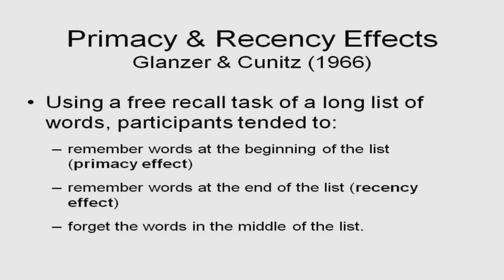This was a memory effect that Glanzer and Cunitz discovered back in 1966. It's very old research. What they did is present participants with quite a long list of items, and then asked the participants to free recall the items. That is, recall the items back in any order they wanted to. So not serial recall, but free recall. And what they found was that participants were very good at recalling the first items in the list of words. This is known as the primacy effect. Participants were also very good at recalling words located at the end of the list. This is known as the recency effect.